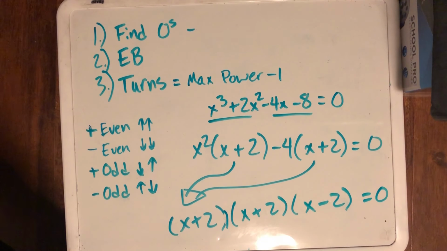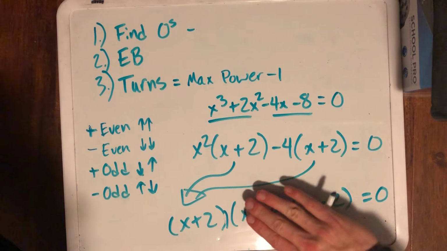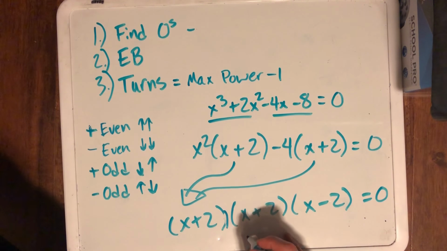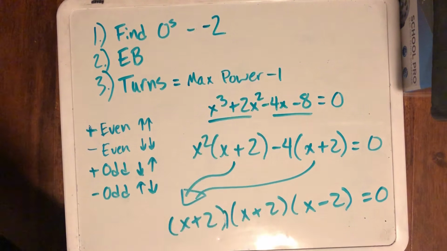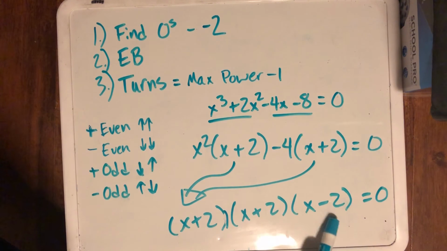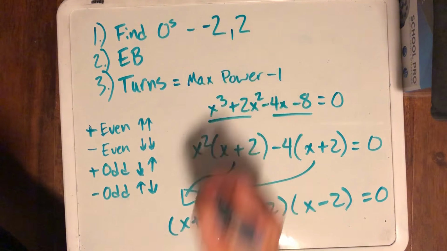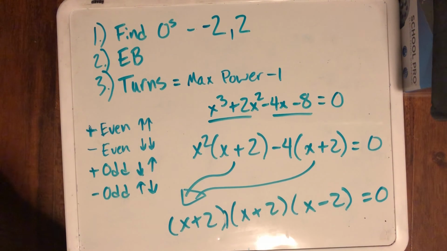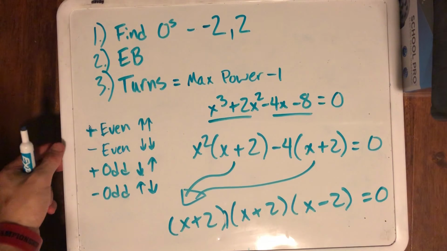So now we're going to look at what makes this multiplication equal to 0. We have x plus 2, x plus 2, x minus 2. If I just do this first x plus 2, hopefully you're picking up on the pattern now, that means we'd have a minus 2 as one of our zeros. This is also x plus 2, so we would get a minus 2, but we don't need to rewrite that. That's only 1 zero. And now we have x minus 2, which means that we would have a plus 2 for one of our zeros.